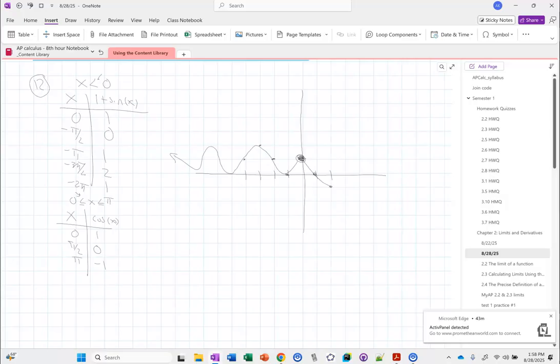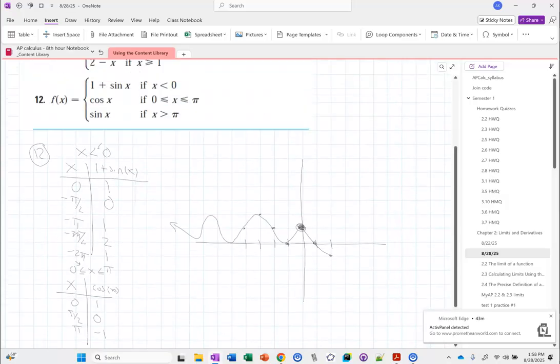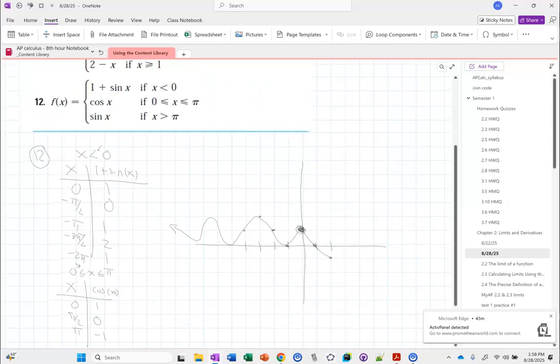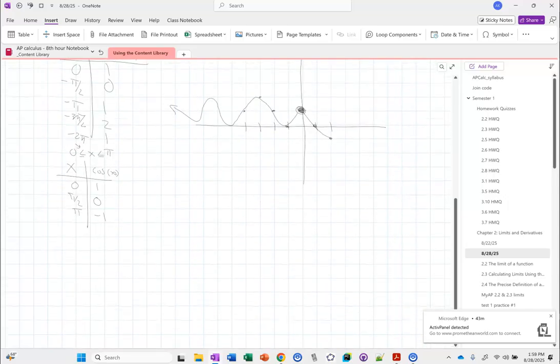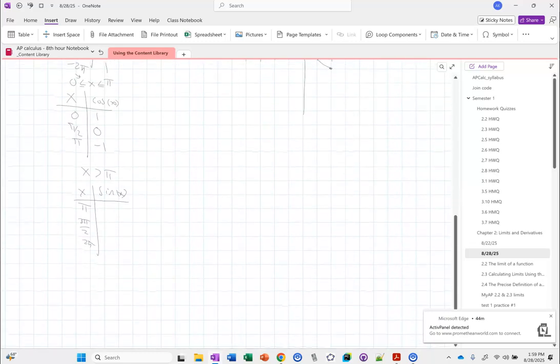So I have that. And then my last piece is sine for x greater than pi. So again, we're starting at pi. We'll do 3 pi over 2. We'll do 2 pi. We'll do 5 pi over 2. And we'll do 3 pi. And that's a period. Everybody's okay there?